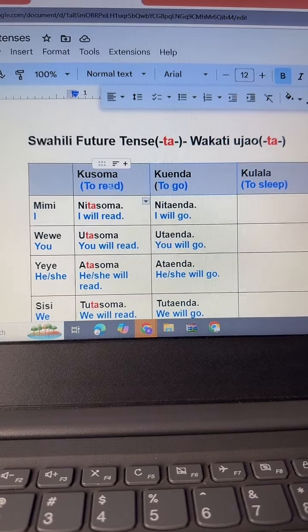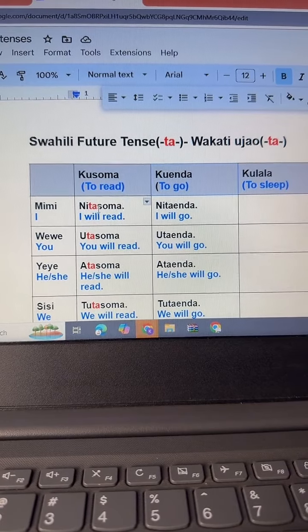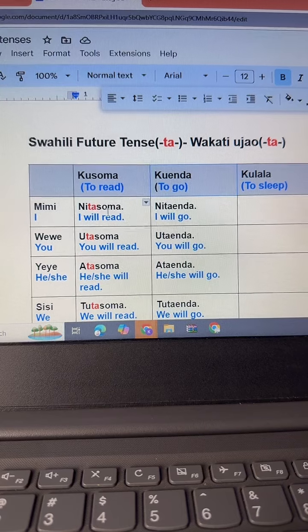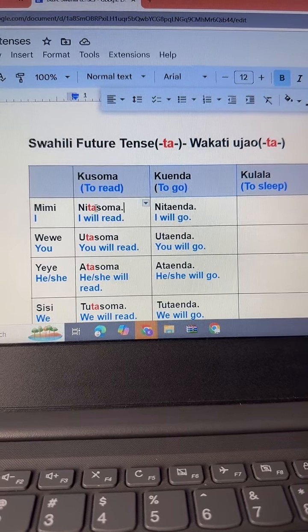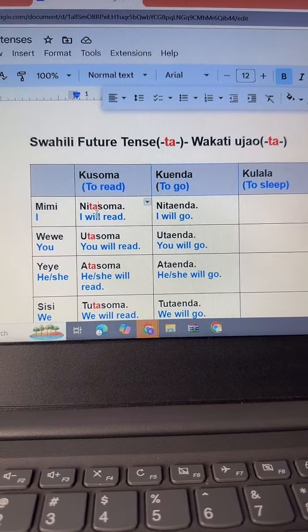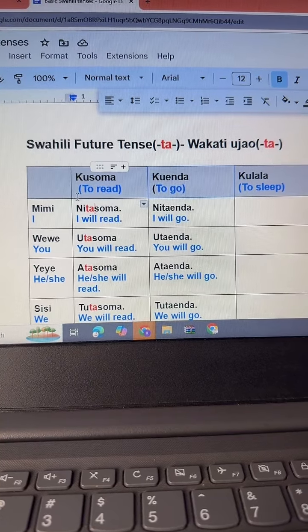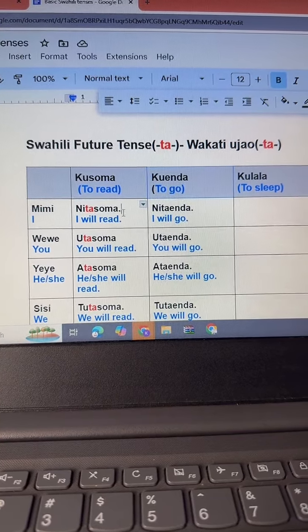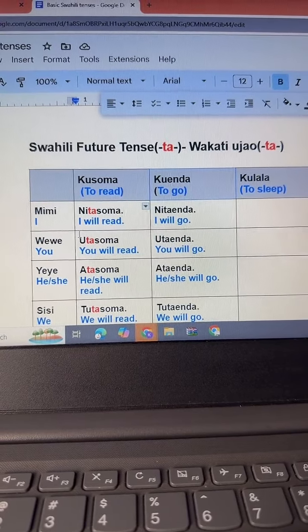Don't say nitakusoma. Most students make the mistake of adding this ku when they're conjugating. When you say nitasoma, it means I will read. But if you make the mistake of adding this ku here, it changes the meaning and it means I will read you. Okay? So don't say nitakusoma, say nitasoma when we are conjugating in this way, okay?